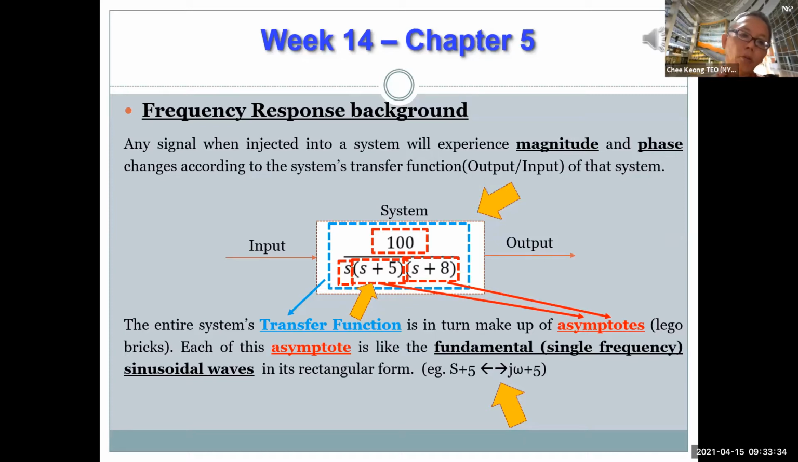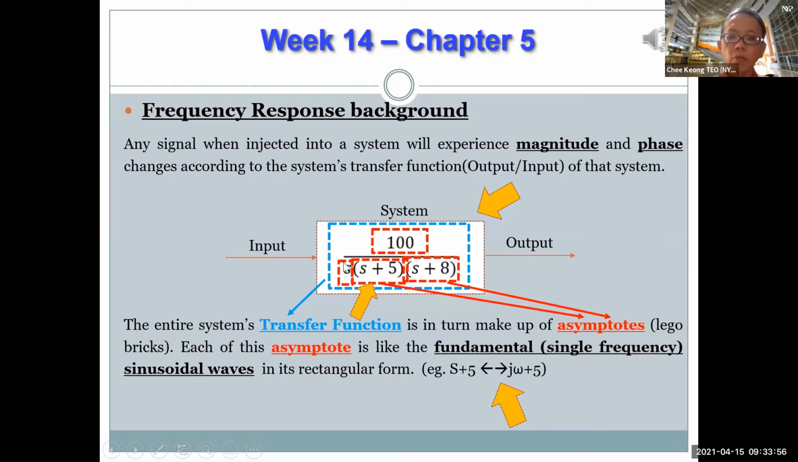Now, this is a normal transfer function, the gain transfer function G of S. So you have numerator over denominator, right? Of course, for this numerator, I just use a real number. There is no S term in it. But in the denominator, I have 3 S terms, so it is a third order denominator. So this is just an example of what a transfer function looks like.